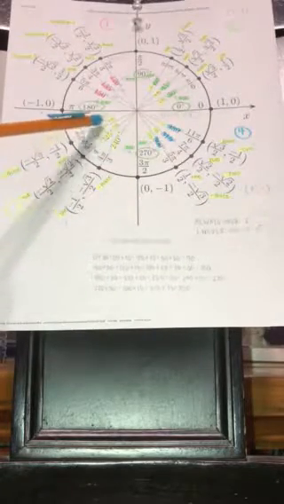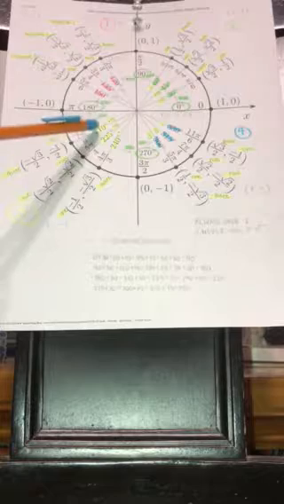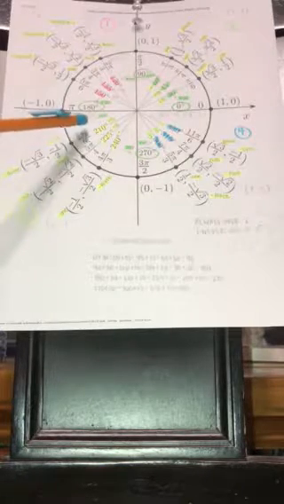And same thing over here. 120 times pi over 180 equals 2 pi over 3. 135 times pi over 180 is 3 pi over 4. 150 times pi over 180 is 5 pi over 6. And you do it with this quadrant and this quadrant too, and whatever the degrees is, you multiply it times pi over 180 and it'll give you this.